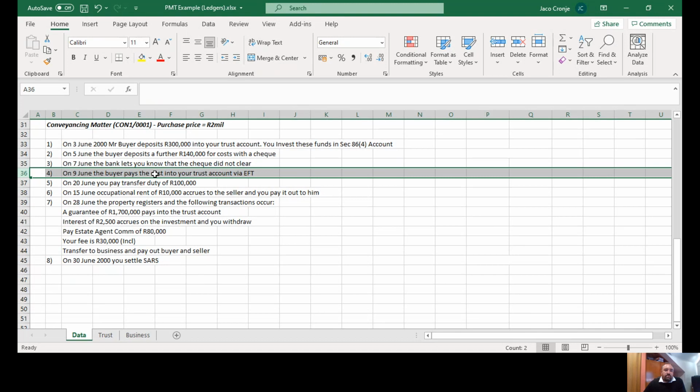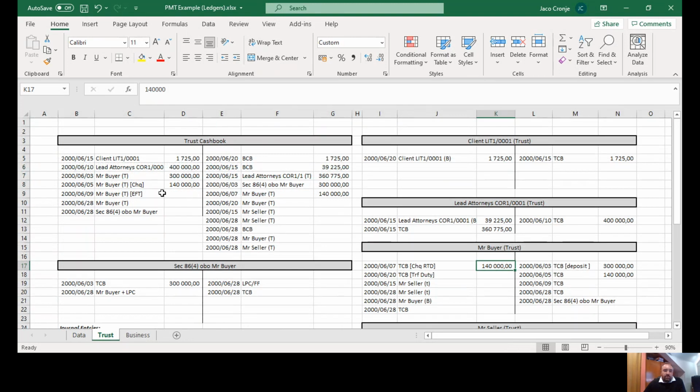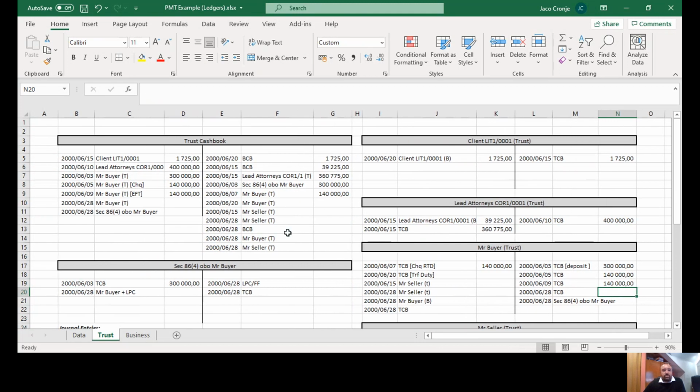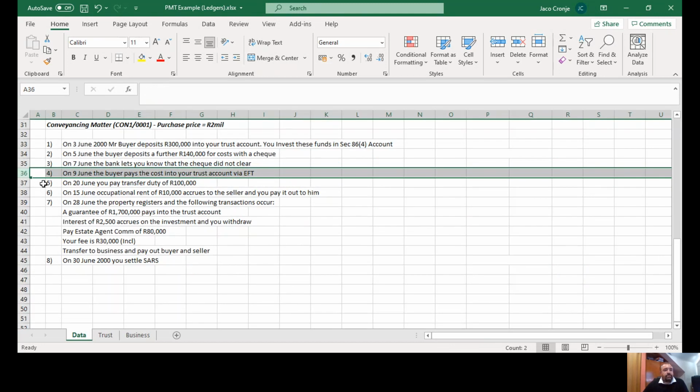Then on the 9th of June, the buyer pays the costs into your trust account with an EFT. Right. So now he simply goes and says, okay, the check bounced, so here's the money back. So my cash book will again increase with 140,000, and I will credit my buyer. I have a liability towards you for this 140,000. So the EFT and the check looks exactly the same. Debit your bank, credit the client's trust ledger.